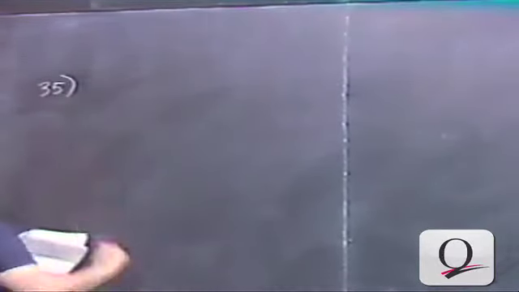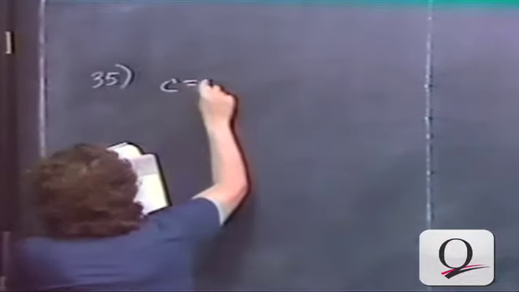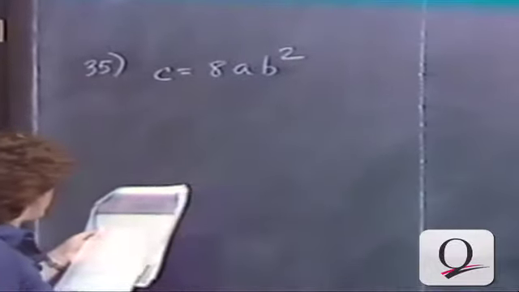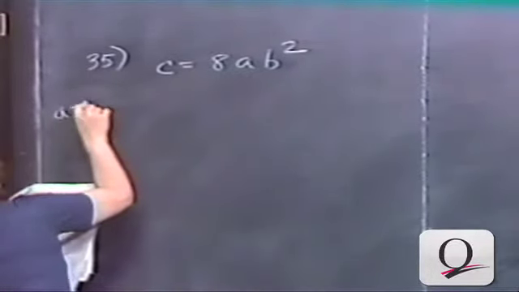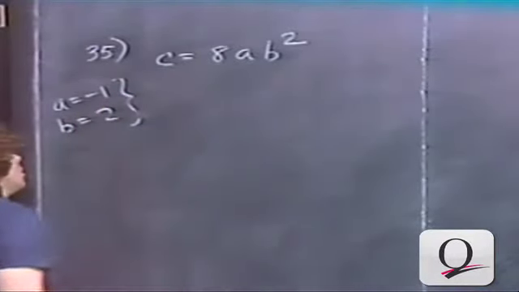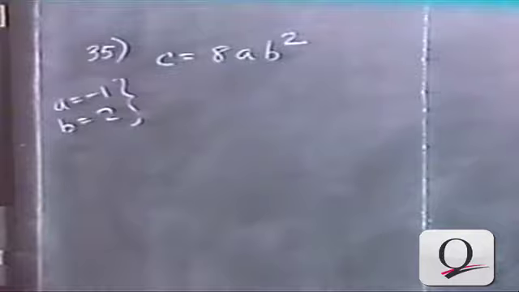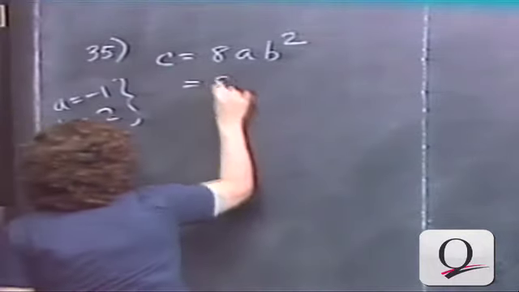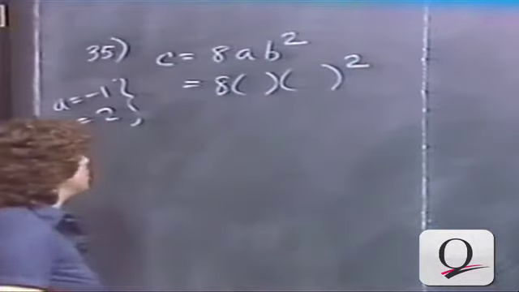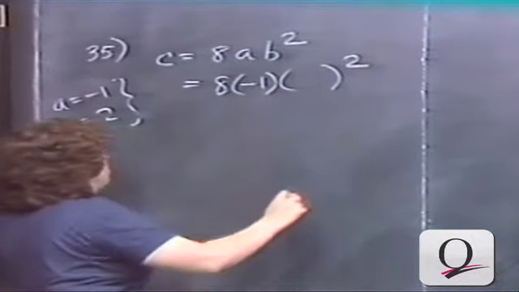All right, question 35 on the exam. C is equal to 8ab squared, and they ask you to find C if A is -1 and B is 2. Find the value of C. A is -1 and B is 2. So C is 8 times a b squared.